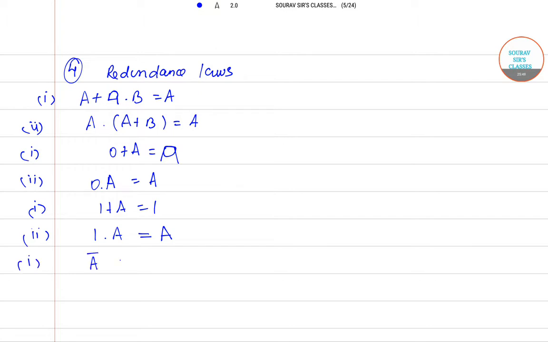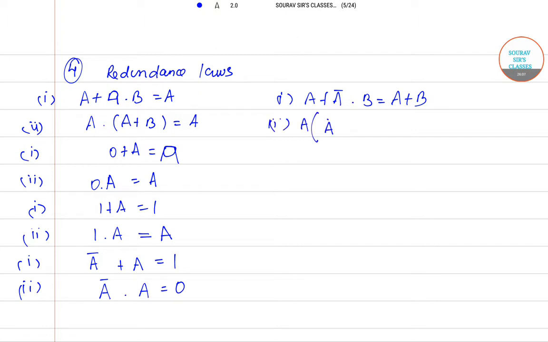A not plus A is equal to 1, A bar into A is equal to 0, A plus A bar into B is equal to A plus B, A dot (A bar plus B) is equal to A dot B, A dot (A plus B) is equal to A dot B.